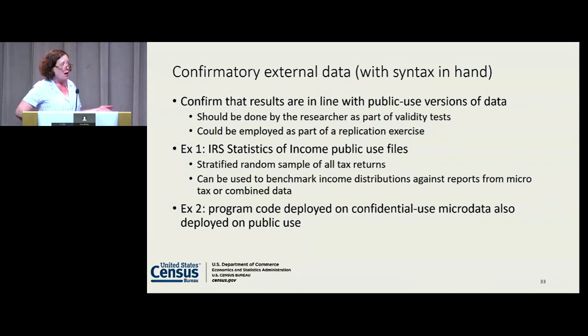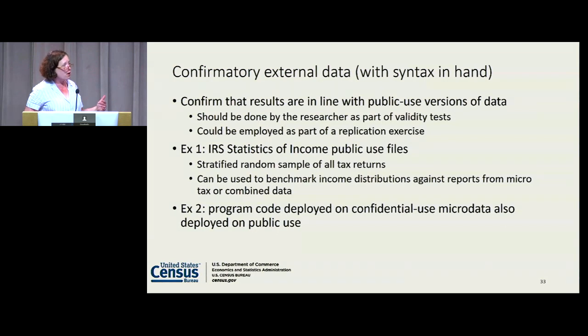As an example, the IRS puts out the Statistics of Income public use files. This is a stratified random sample of all tax returns. By stratified, I mean it's stratified by different filing characteristics and also by income, so you can get some of the tails of the income distribution. And it can be used to benchmark income distributions against reports from the microdata or the combined data.